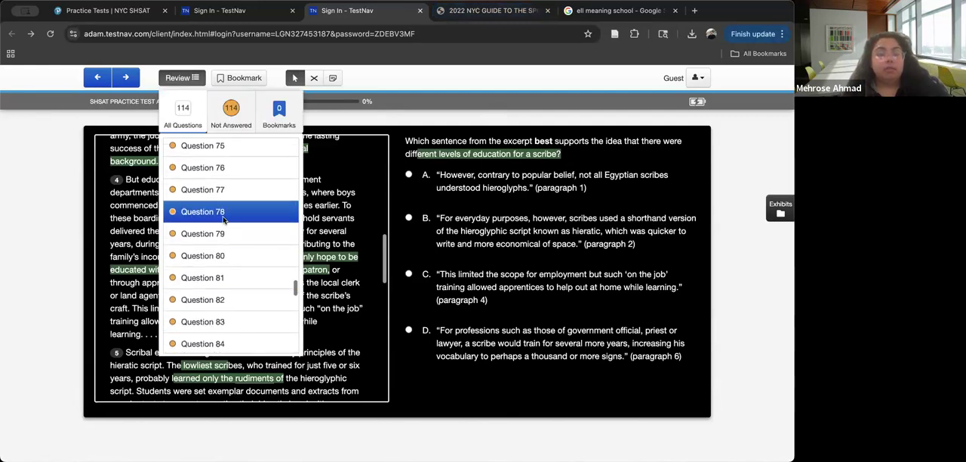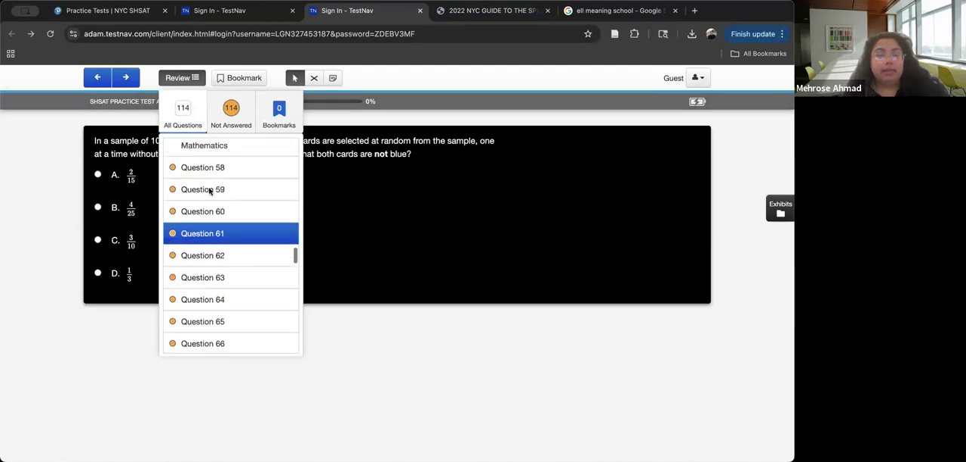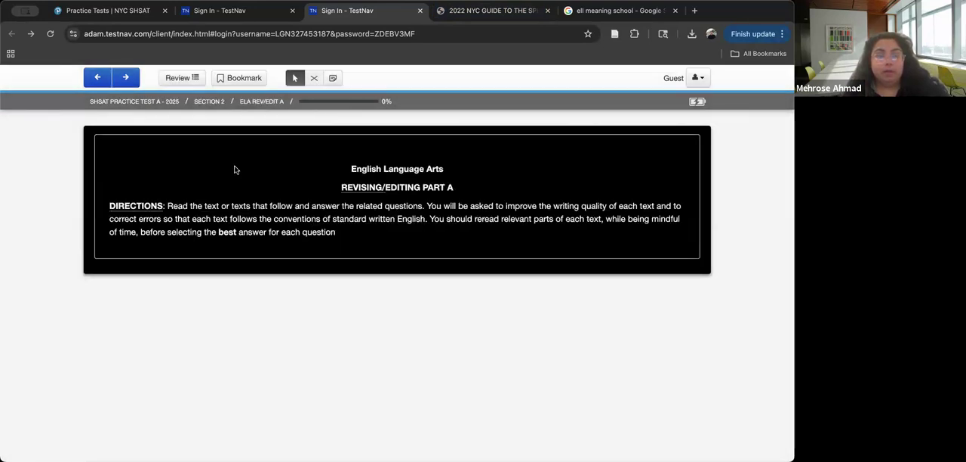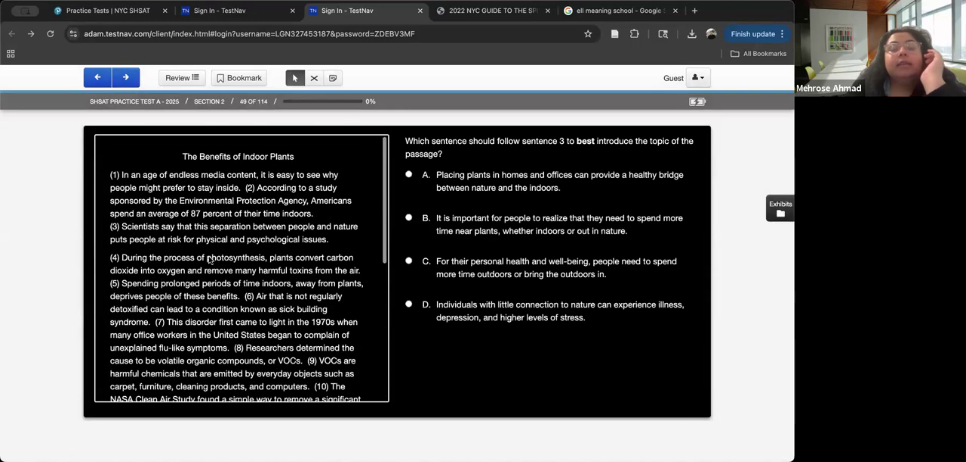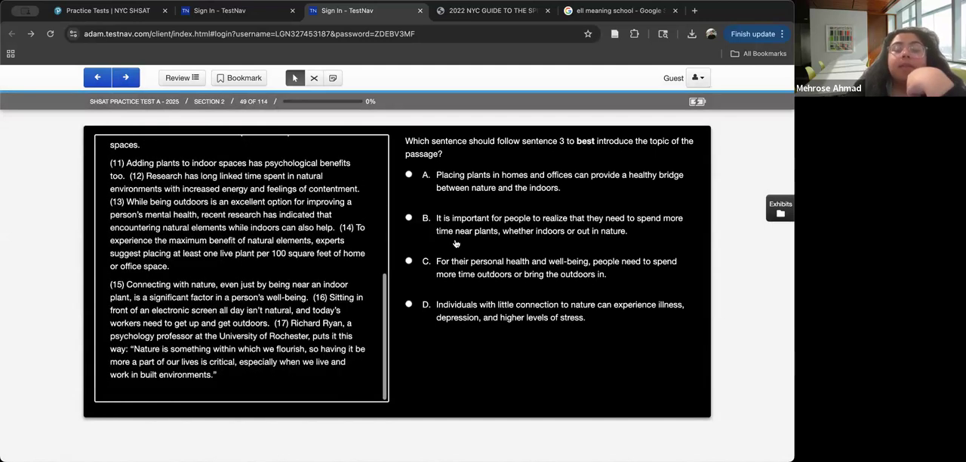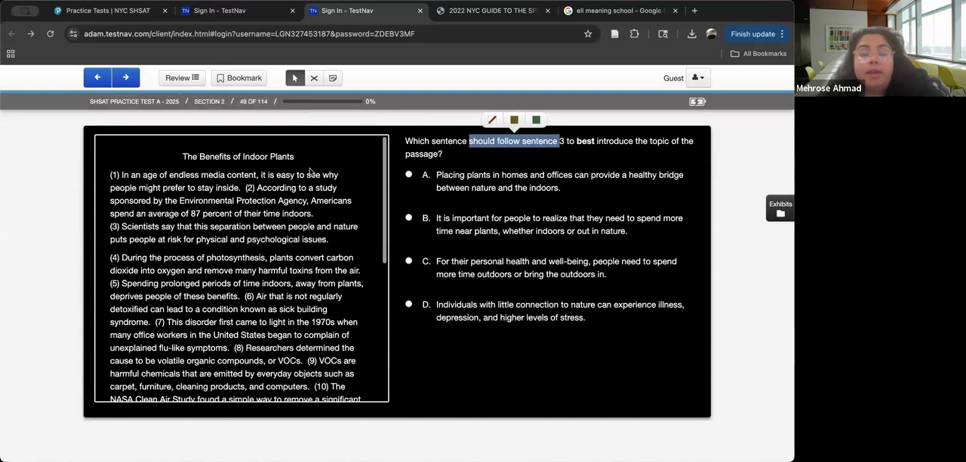So now I'm going to try to go to a math section. But I also wanted to highlight revising and editing questions in the English language arts section. Here, what they're asking you to do is read the passage, and this section is more about sentence organization. This is asking what sentence should follow sentence three to best introduce the topic. In order to understand that, you need to read the whole passage and understand what it is saying, so you can best introduce the topic of the passage. Again, this is why it's so important to read the whole passage.